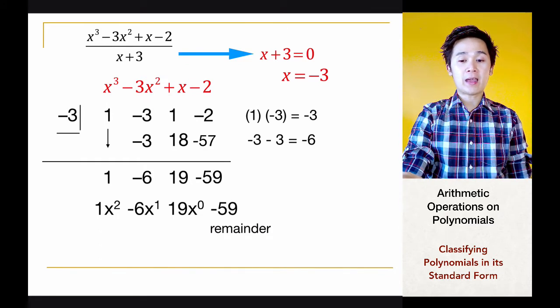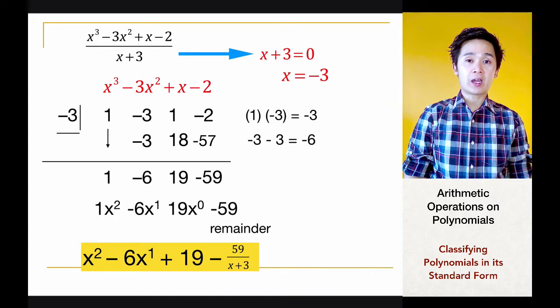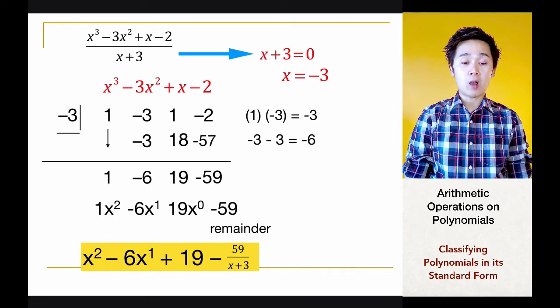Rewriting our polynomial in standard form, we'll end up with x squared minus 6x plus 19 minus its remainder, which we can write in fraction form as 59 all over x plus 3. And this is how we classify and standardize polynomials by combining like terms, multiplying, and dividing.